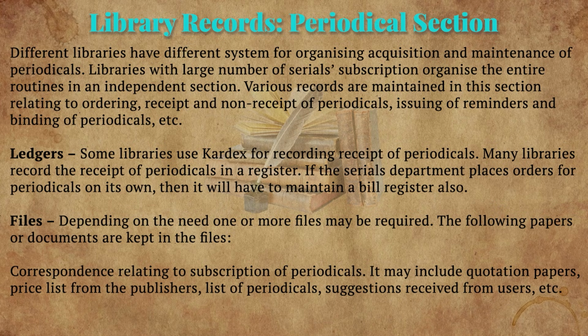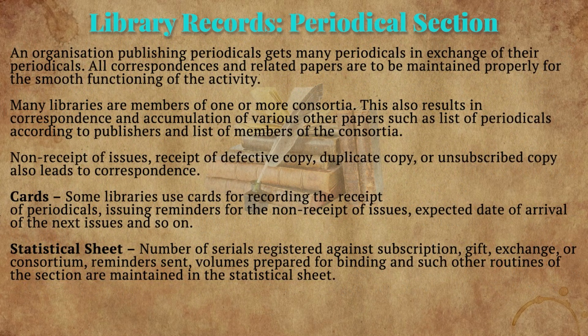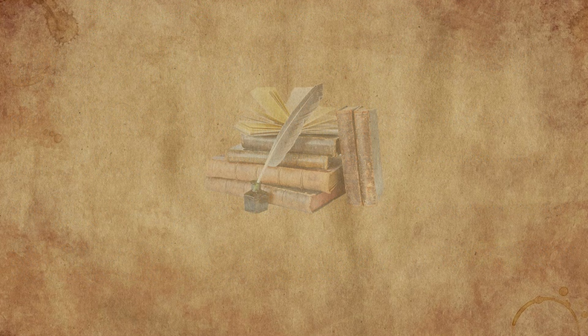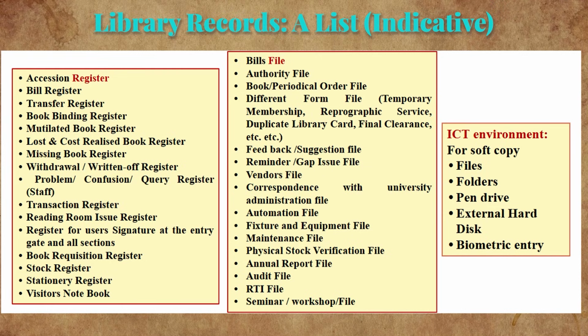And this is a sheet, a list of indicative library records from access and register to visitors' notebook, and there is some file where I am giving this bill file, authority file, books or periodical order file, and here I am just giving the file name.